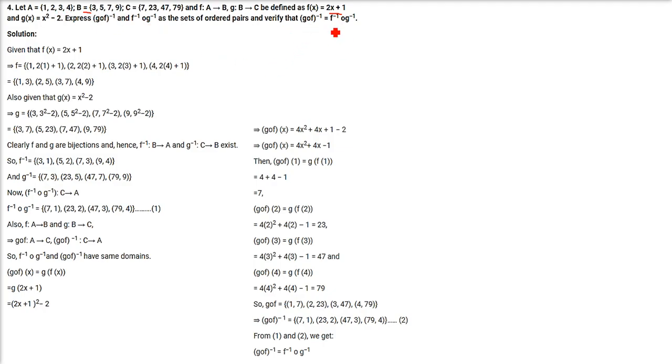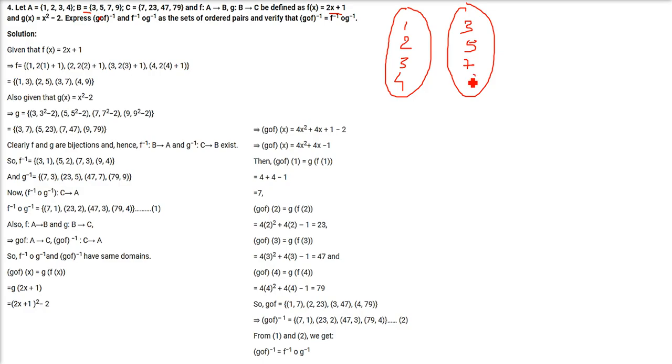Is (gof) inverse equal to f inverse operation g inverse or not? One by one, let us check, and let us see them pictorially to better understand it. f is from A to B. So let me make A and then B. In A we have 1, 2, 3 and 4, and in B we have 3, 5, 7 and 9.